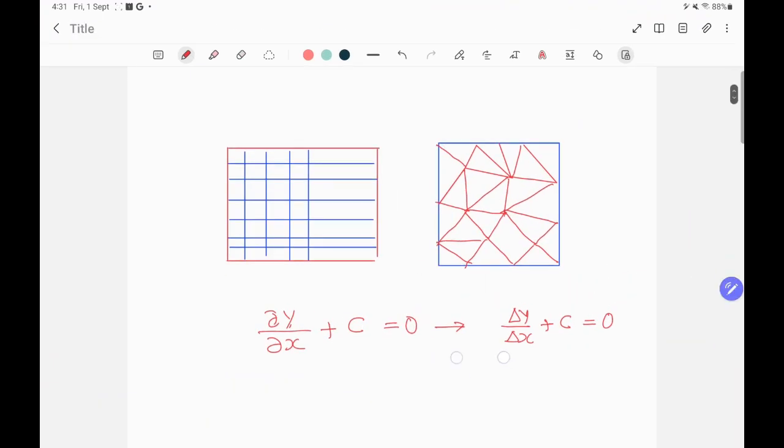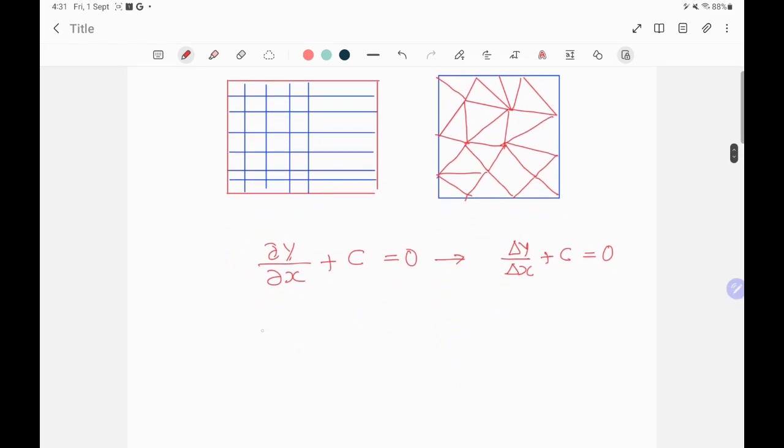Suppose you are writing this. Now del y by del x, when you write it, is equal to y2 minus y1 divided by x2 minus x1. So x1 comma y1 represent cell 1, and x2 comma y2 represent cell 2.